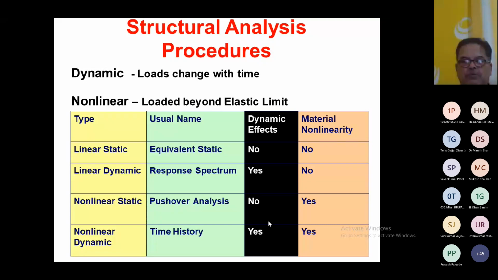So when I'm talking about the equivalent static method, basically we are not considering any non-linearity. So it is linear, and at the same time it is static. We are not considering any dynamic thing in the calculation. So it is a linear static, right? So the name is given equivalent static: no dynamic effect, no material non-linearity. When we're talking about linear dynamic, the response spectrum method comes under that category.